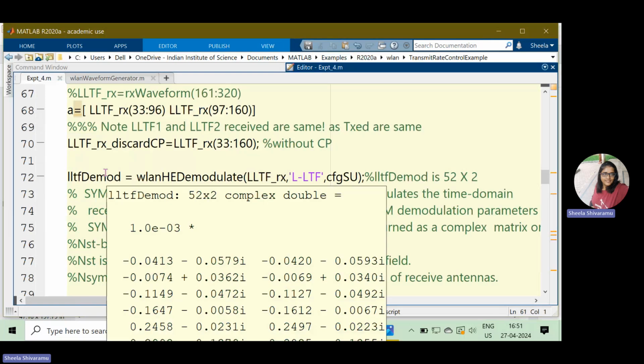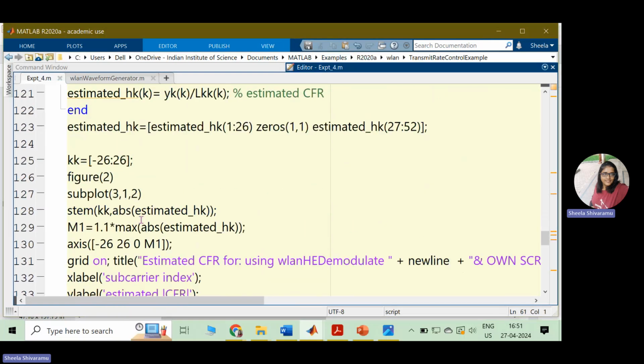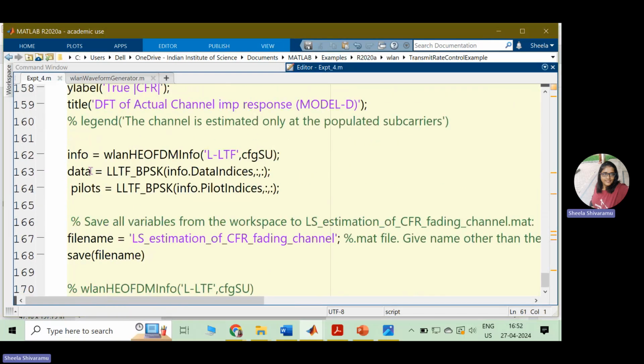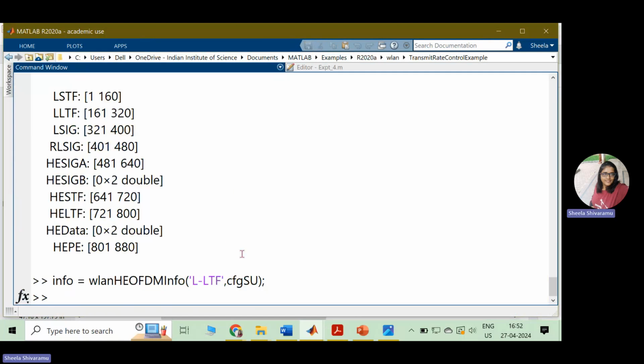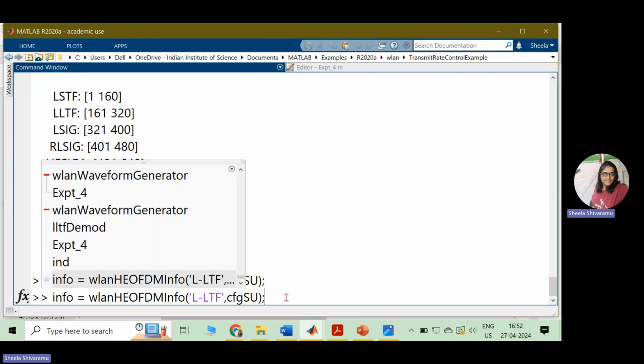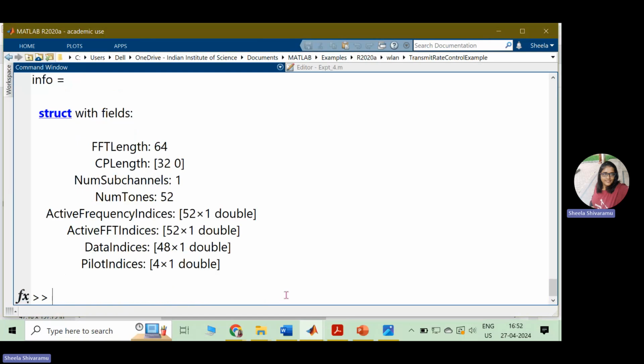In order to know more on that, let's try to get the OFDM information of LLTF. So yes, when you evaluate this, there should not be a semicolon. The FFT length for LLTF is 64 because this forms the legacy part of the packet preamble. The FFT length is 64. But when you go to the HE data field or the HE part of the packet, for example HE-LTF and so on, there the FFT length is 256.